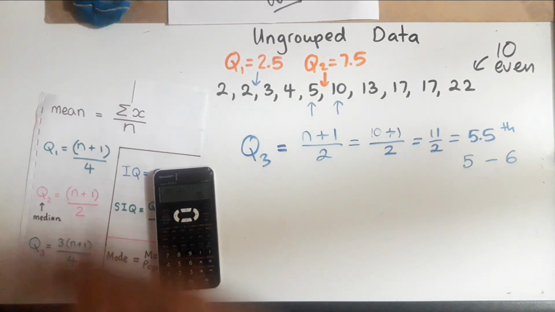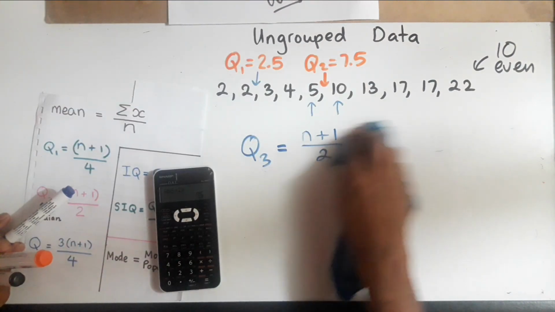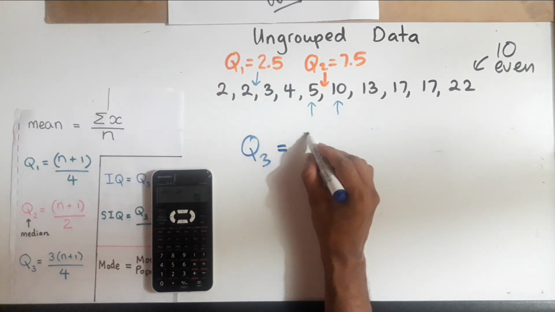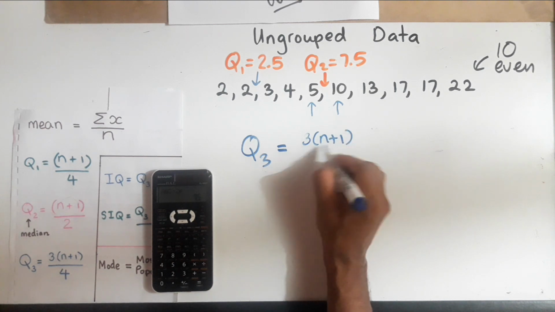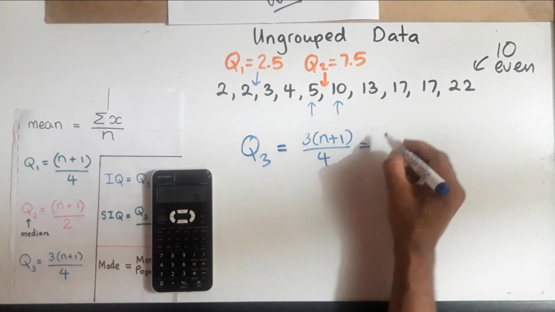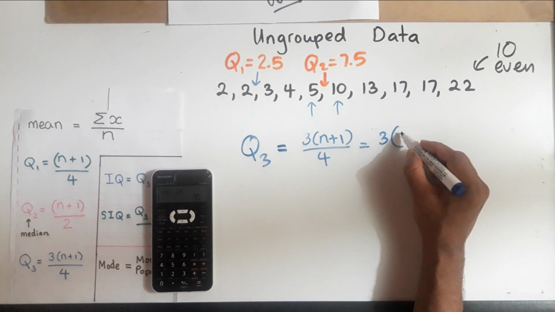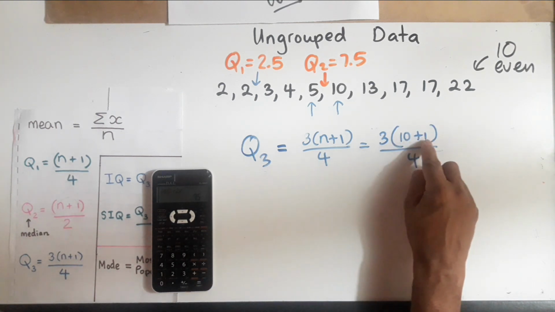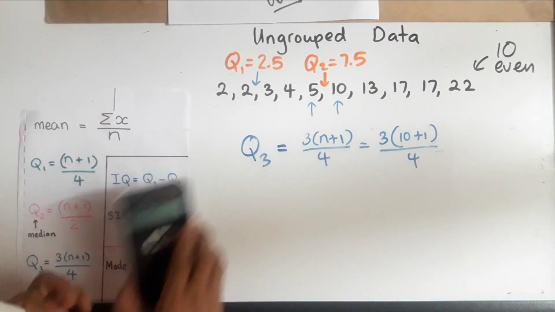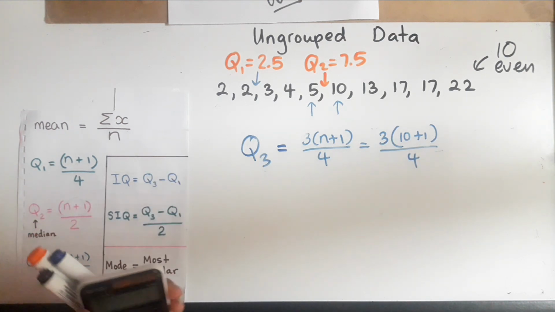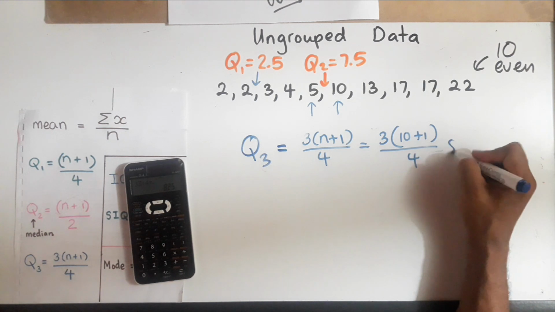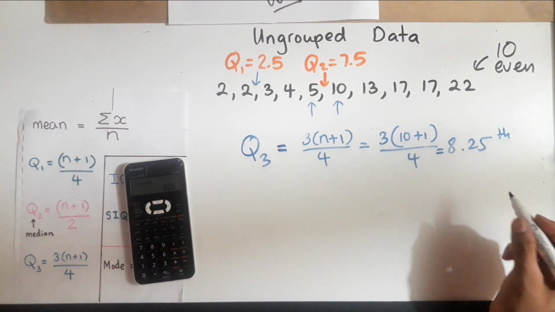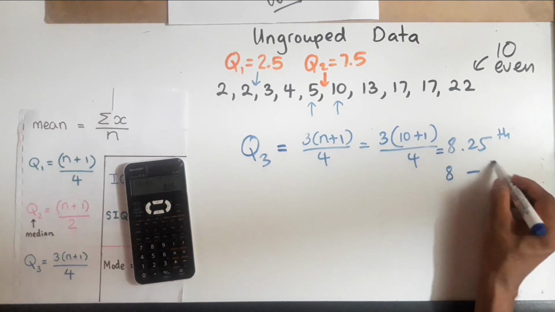Let's do Q3 now. Q3 is 3(n plus 1) divided by 4. So we have 3 times, n is 10, plus 1, divided by 4. So 10 plus 1 is 11, 11 times 3 is 33, divided by 4 is 8.25. So the 8.25th term is in between 8 and 9, right?